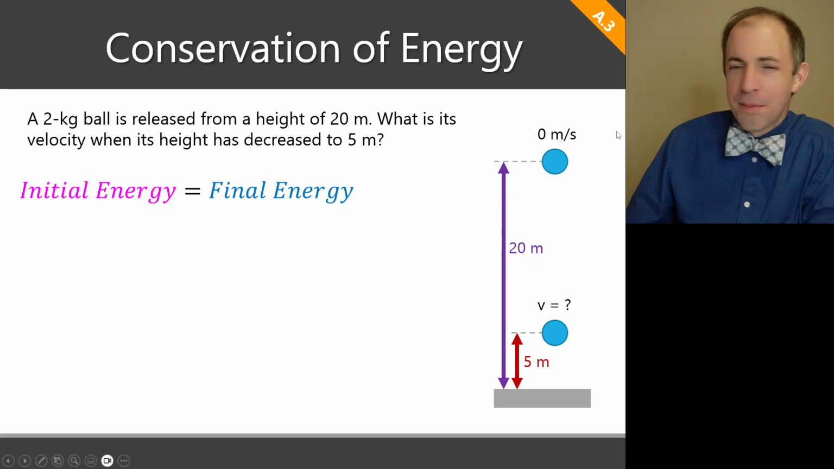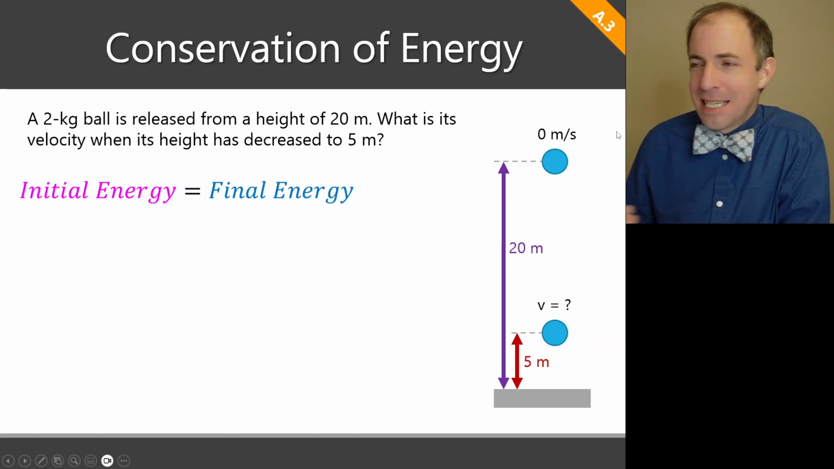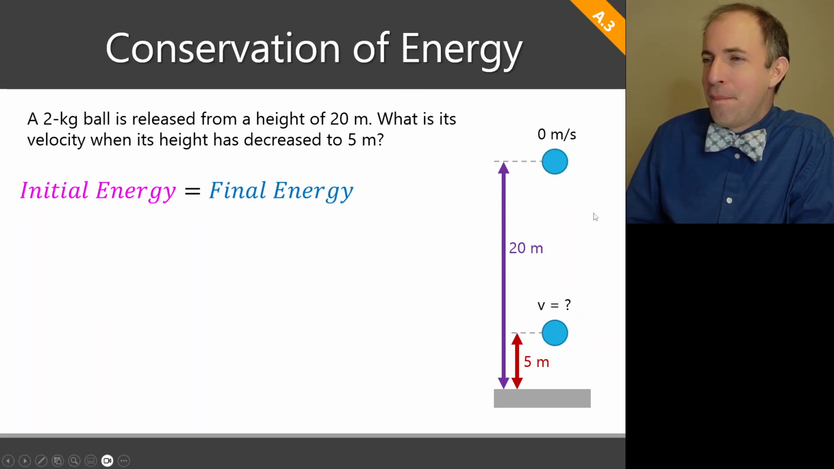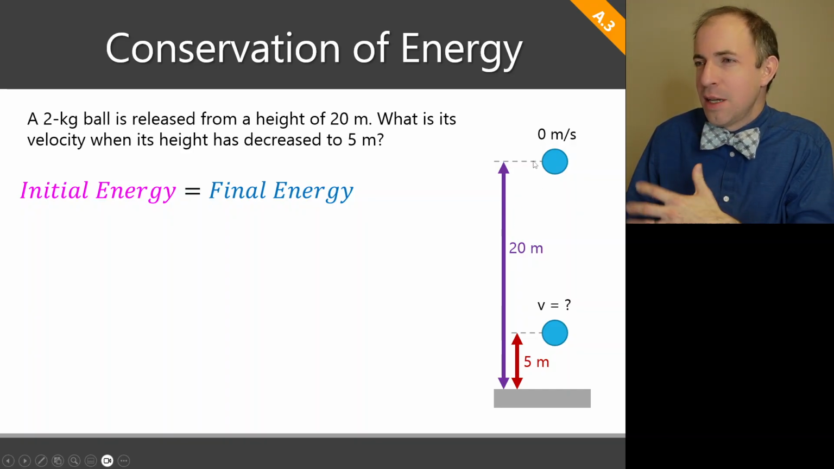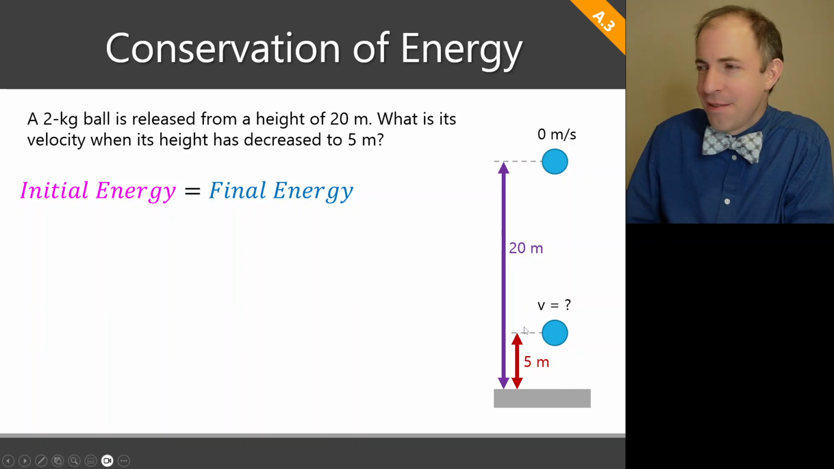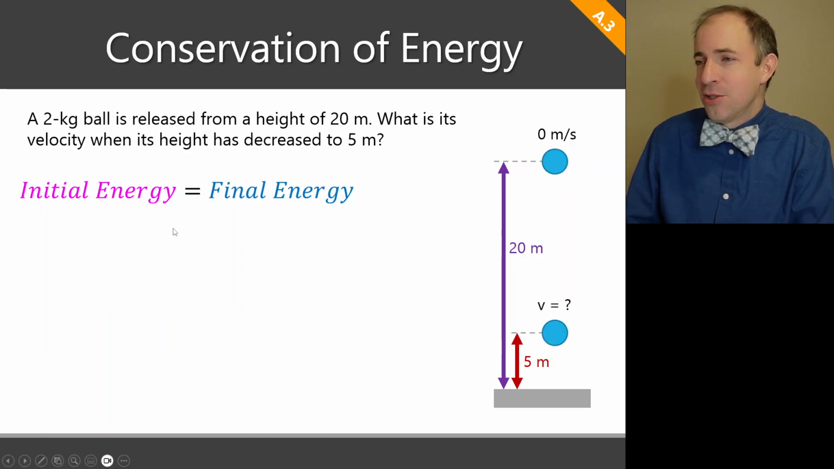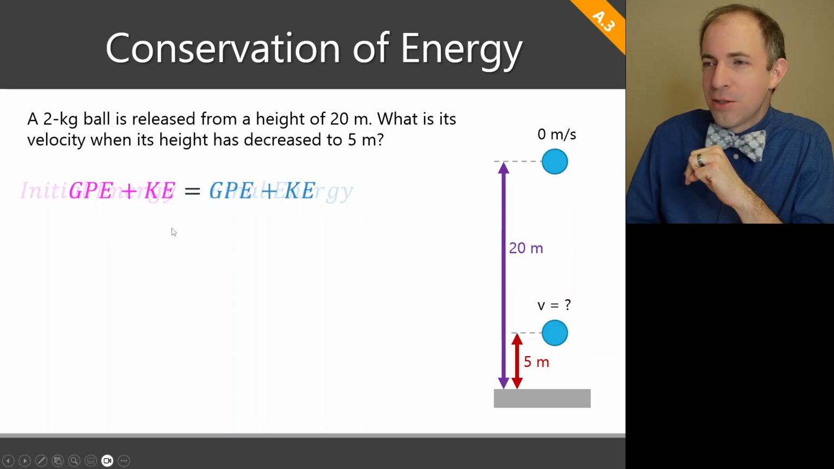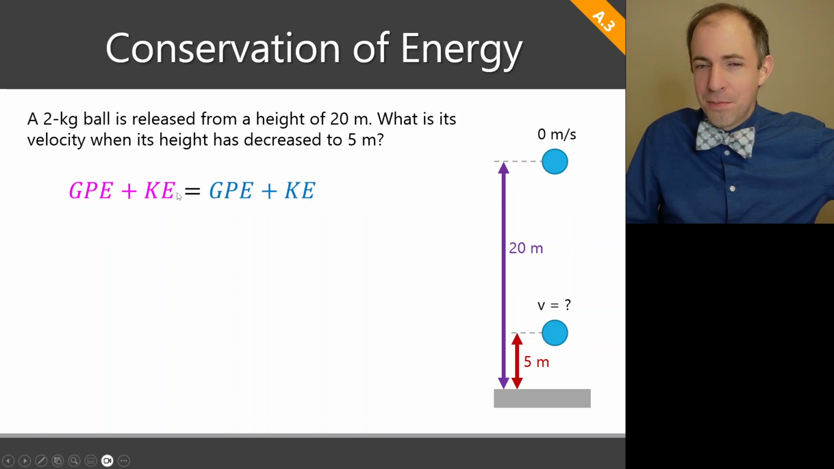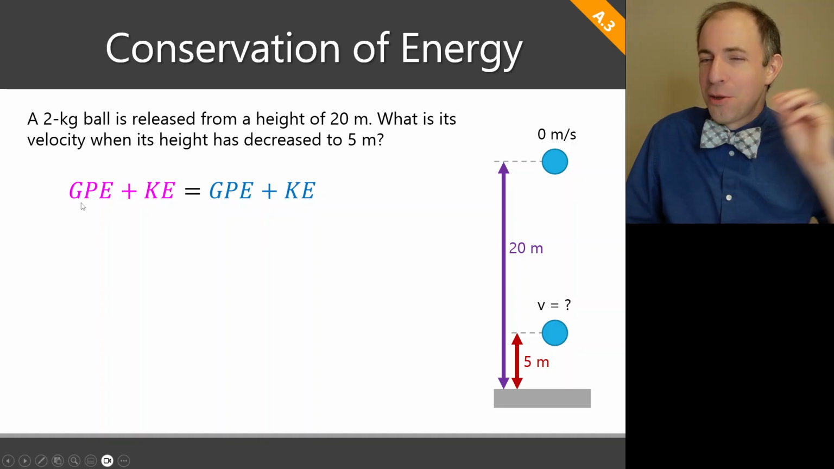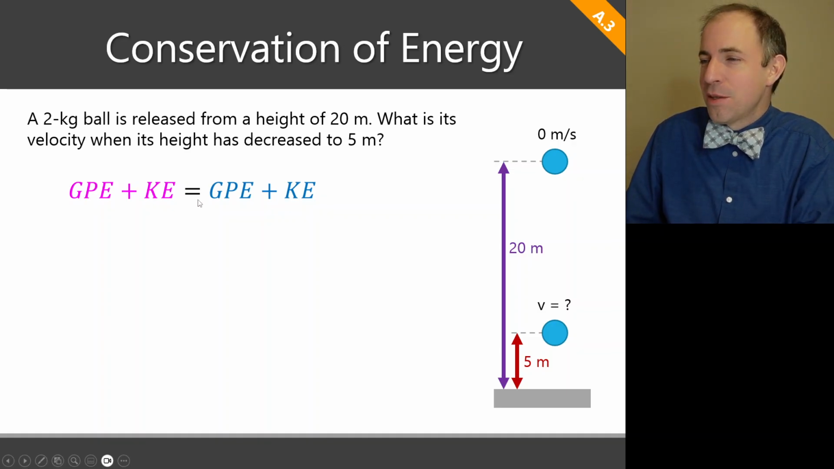Here's an example of something that we've been able to solve using kinematics and SUVAT. But let's do it here with energy. A 2 kilogram ball is released from a height of 20 meters. What is its velocity when its height is decreased to 5 meters? Well, we're going to say that the initial energy is equal to the final energy. Right now, we only know two types of energy. So I'm going to say the total energy before, gravitational potential plus kinetic, is equal to the total energy after, GPE plus KE.